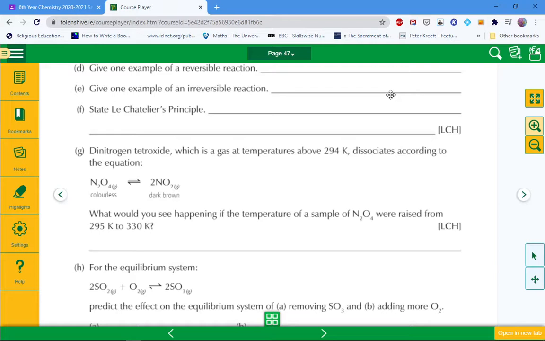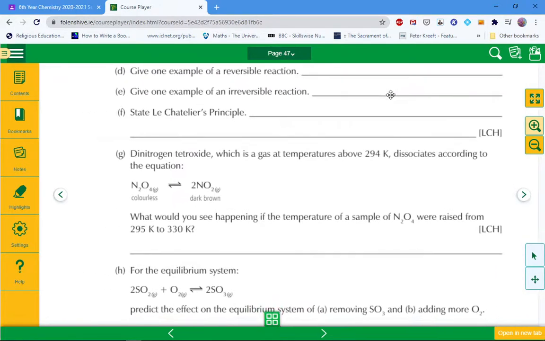Okay, so if we're moving this way, I hope you can see a little arrow, it's up there. If we're moving this way, so from left to right, that's what it says. At temperatures above that, it dissociates. So the dinitrogen tetroxide, this guy here, dissociates at temperatures above 294. So obviously, the higher the temperature, the more dissociation is going to take place.